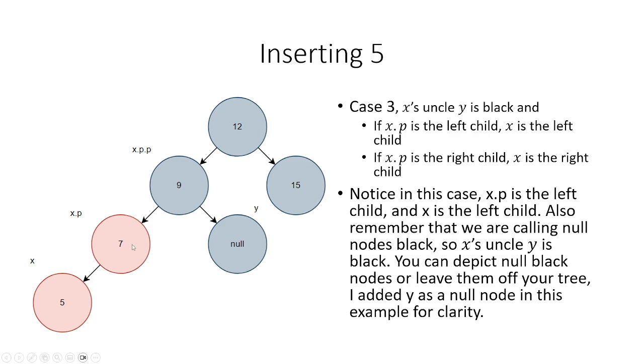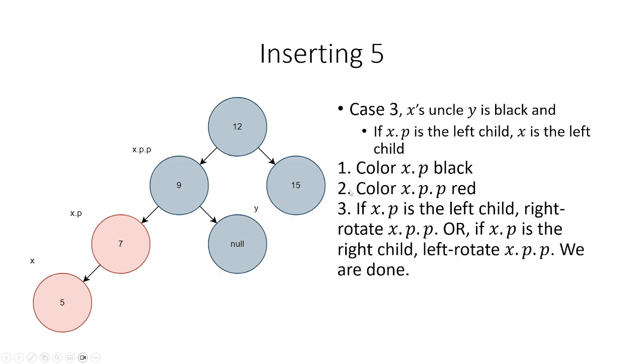X's parent is the left child of 9, and X is the left child of 7. So again, this null node is just to help you understand this example. You don't need to represent them, but in this case, I feel like it's helpful. So the way you're going to fix this is you're going to color X's parent black.